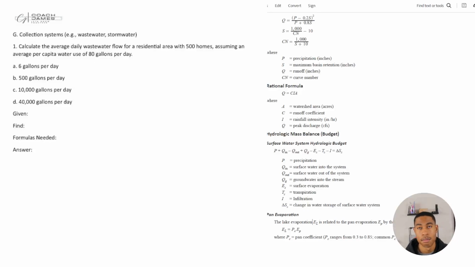All right, so welcome back to the Water Resources and Environmental Engineering section of the Civil FE exam review. Today, we're going to be looking deeper into water resources. We're going to be looking at collection systems.